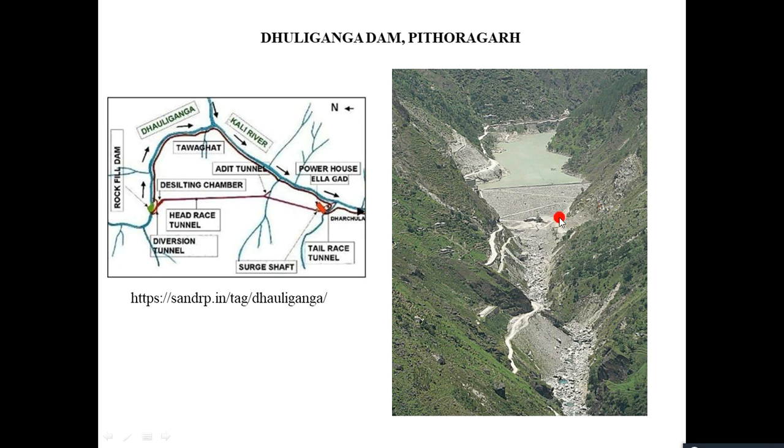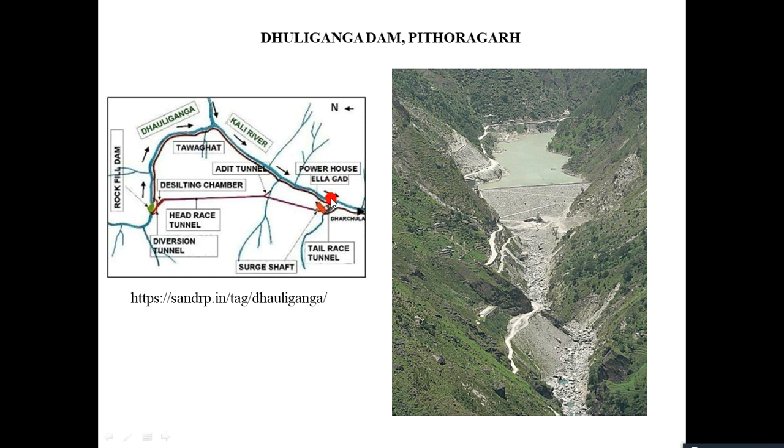Okay, these are various engineering structures. This is just to give you an example of what these engineering structures are and what their names are. There is the diversion tunnel, head race tunnel, surge shaft, tail race tunnel, and the adit tunnel, and the dam is a rock fill dam here. So what I'm trying to tell you is that various engineering structures are used for the benefit of humankind, and while making them we need to know the geological and the environmental conditions simultaneously.